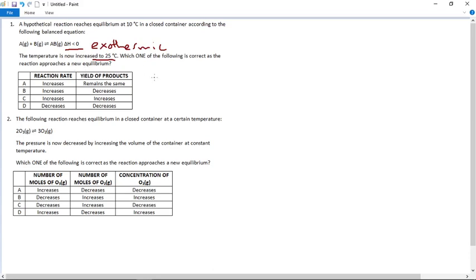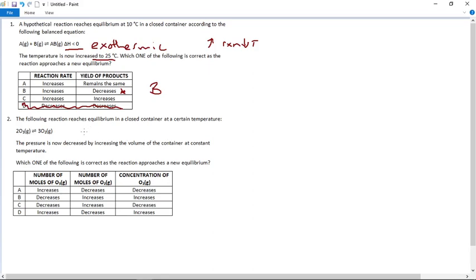So it's got reaction rate and yield. The moment we increase the temperature, we always increase the rate of reaction because of reaction rate theory. So we can immediately get rid of D because increasing temperature always increases reaction rate. Now we have to decide according to Le Chatelier what will happen if we increase the temperature. The reaction that decreases the temperature will be favored. So the forward reaction is exothermic, so we are going to favor the reverse reaction. So we need to decrease the amount of product, so the answer is B.